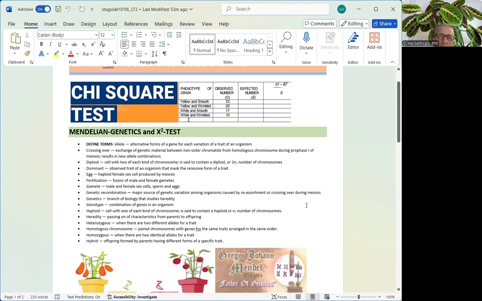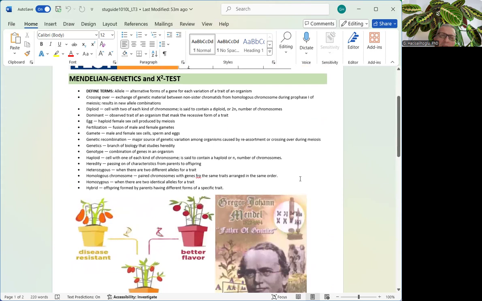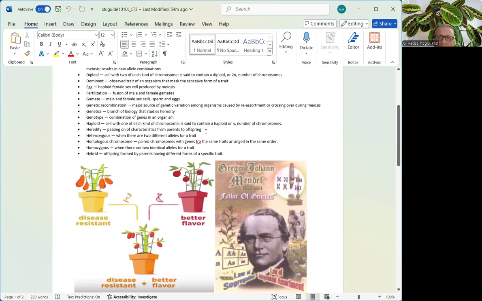Then Mendelian genetics. This is directly related to the chi-square test, right? Mendelian genetics has vocabulary that you should be studying, like what is crossing over. Allele: an allele is a different version of a gene, like blue eye color, which is an allele of the gene eye color. Diploid, haploid, fertilization, gamete, recombination, genotype, phenotype, homologous chromosomes, hybrid. So make sure you study these. They are also listed here with their definitions.